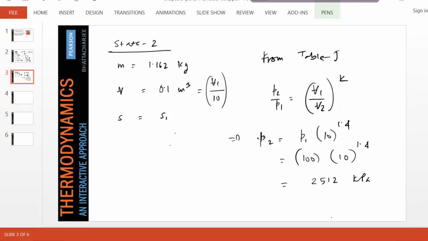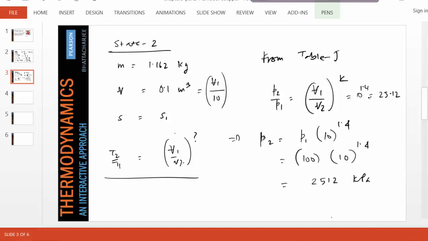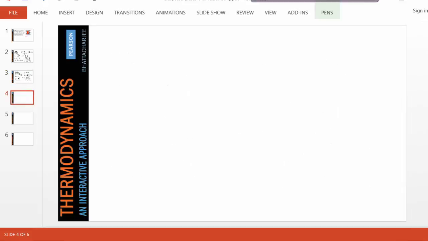Let's say the next question is find the final temperature. To find the final temperature, we can always use, let me use a new page, we could also go back to table J and pick up a relationship between, let's say, T2 over T1 as a function of V1 over V2 to the something. And from there, we could solve it. It's easier now that we know P2 over P1, which is 10 to the 1.4, which is 25.12. So we know the ratio of pressure now. So therefore, finding the ratio of temperature should be easier.